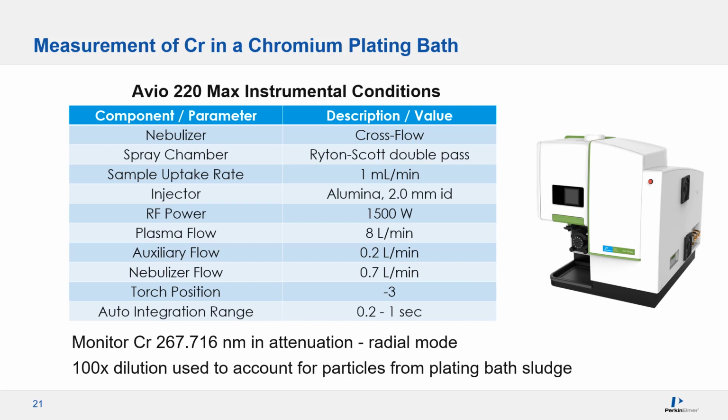We were able to use a plasma flow of 8 liters a minute, and we also used an auto integration range of 0.2 to 1 seconds. What this means is for a given read time we enter in the software, the instrument will evaluate the signal intensity and choose how to integrate it. So for more intense signals, we use shorter integration times. For less intense signals, we use longer integration times. In addition, for our sample prep, we diluted all the samples a minimum of 100x to account for particles from the plating bath sludge.